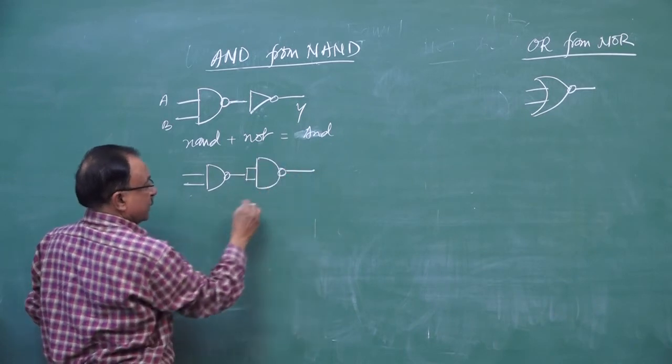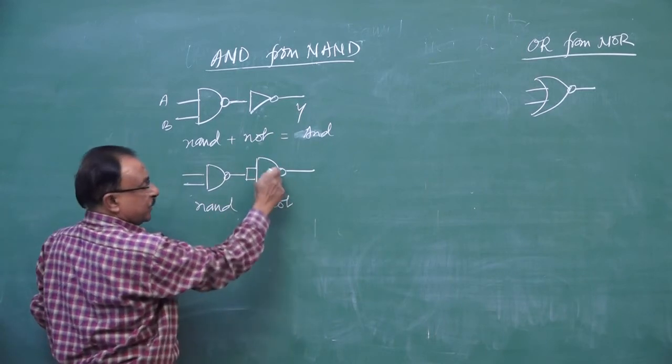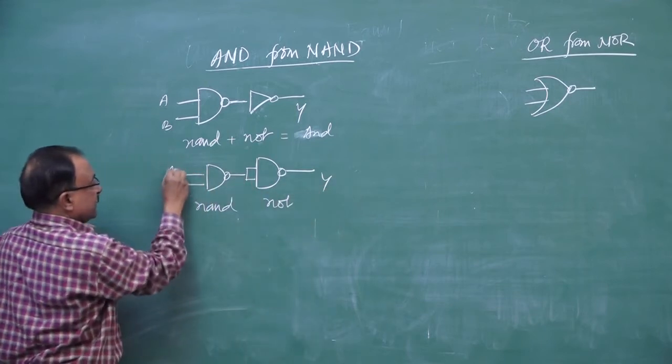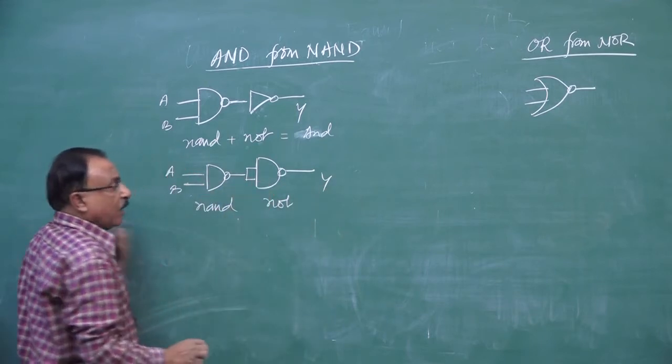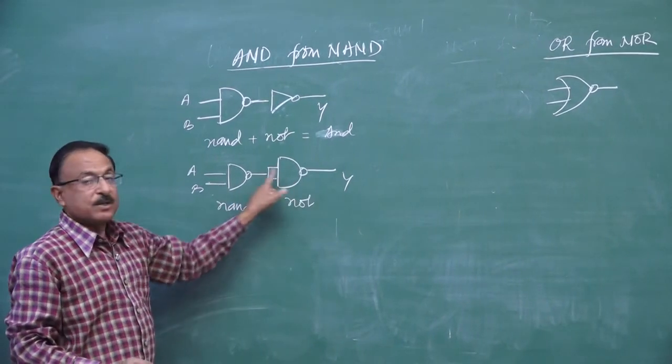And this is the NOT gate. This is NAND. This is NOT. This is the NOT made up of the NAND only. And this is the Y. This is A, B, and this is Y. How can we check the output is the same as that of the AND gate?